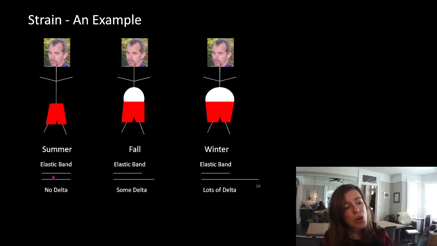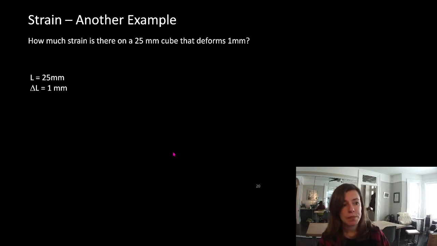So this one has no strain because there is no delta divided by the original length. It's 0. Some delta divided by the original length, we'd get some small amount of strain. Lots of delta divided by the original length, we have an increased strain. So intuitively, he's straining the elastic on this one the most.